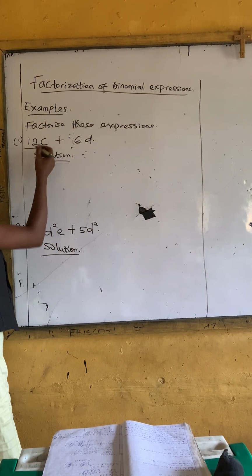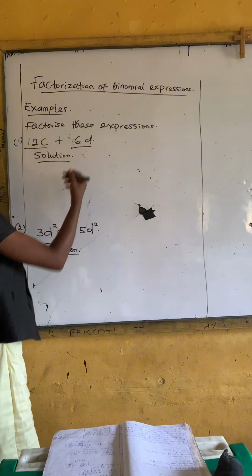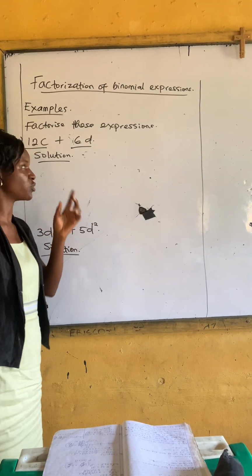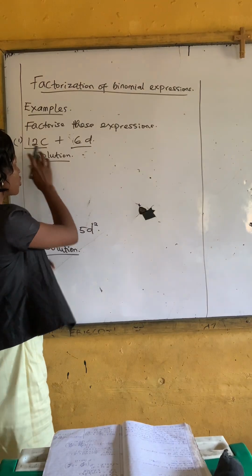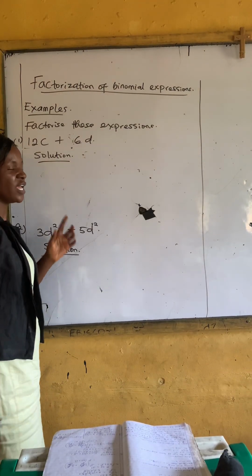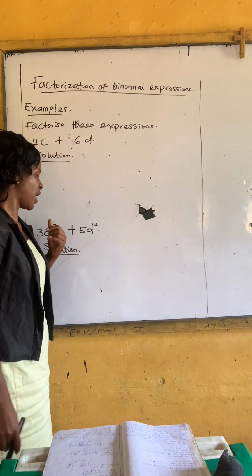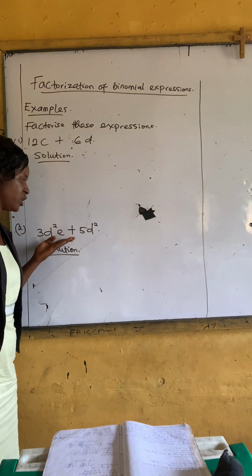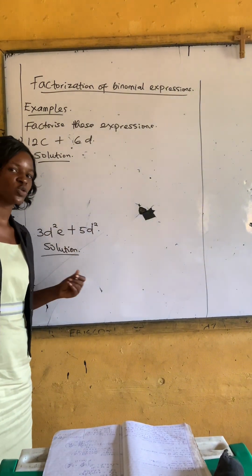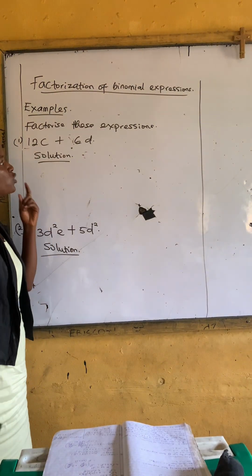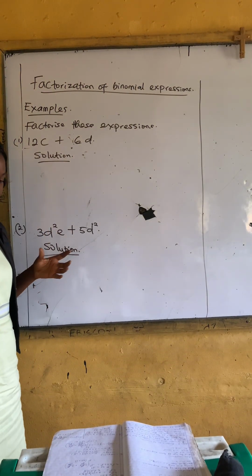This is an algebraic expression. This is also an algebraic expression. So in such a case where we have two algebraic terms, this is an example. This expression 12c plus 60 is said to be a binomial expression. And also 3d squared plus 5d squared is an example of a binomial expression. So we want to factorize this expression.